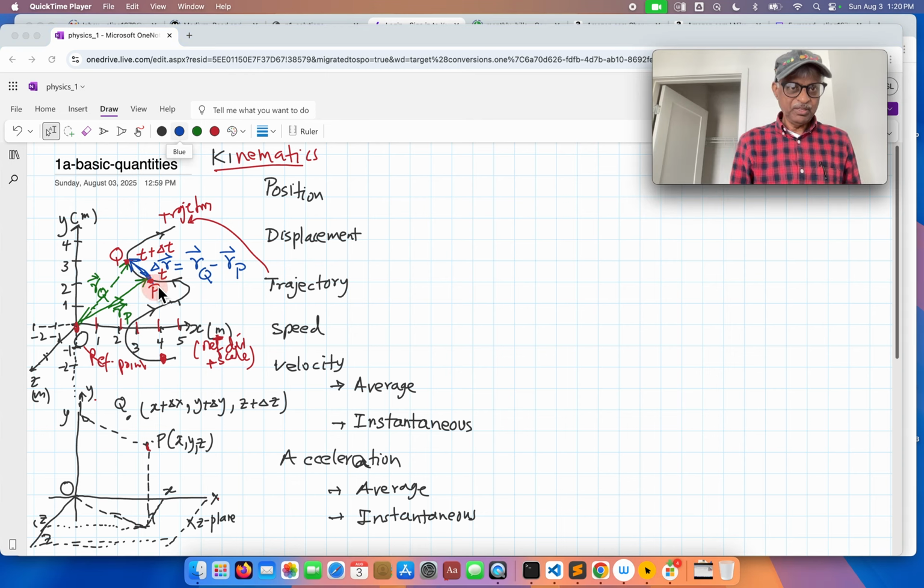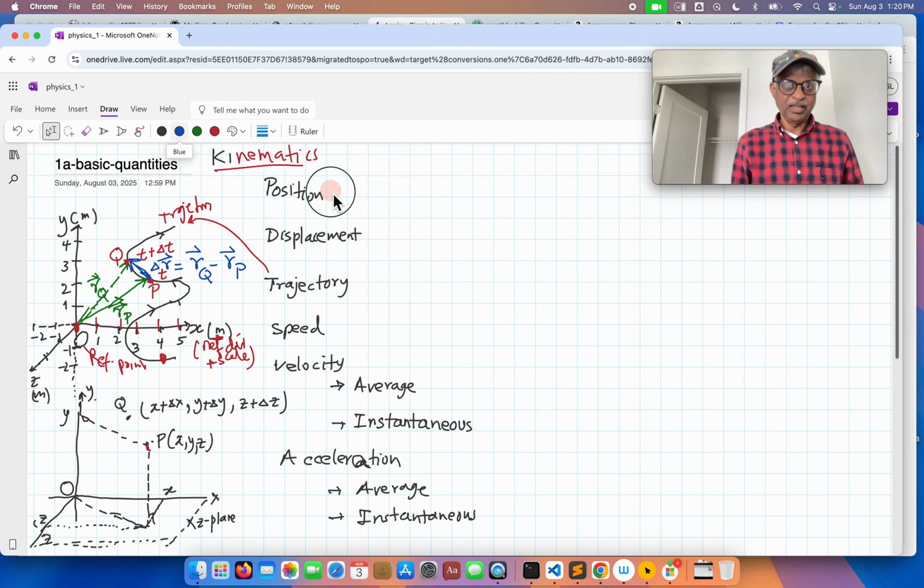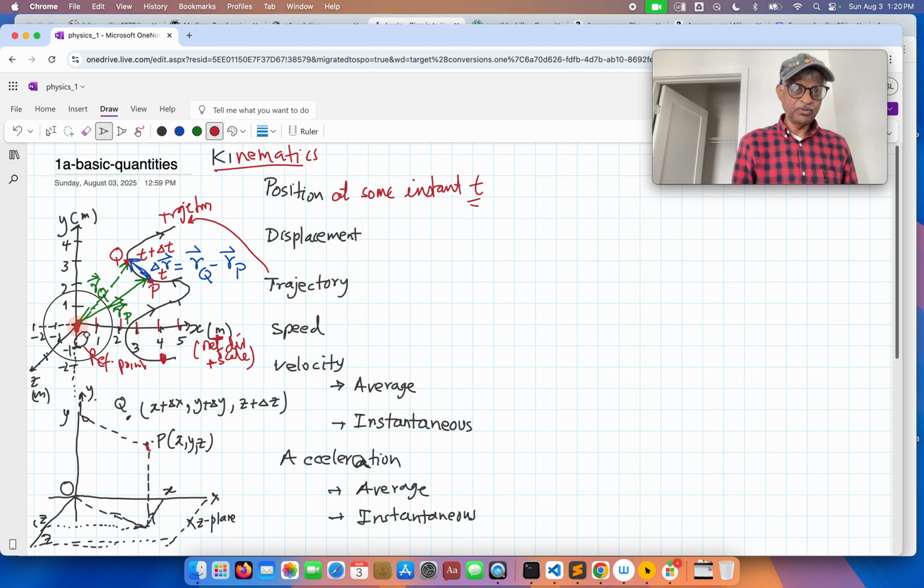Okay, this point P is at time t. So this point P at time t is called where it is. So this is position. So position, say at some instant t. So it's instant by instant, and usually you'll draw an arrow from the reference point to that, and that arrow is used as what is called a vector. So this arrow you will do like this, sometimes we're going to write it like this.